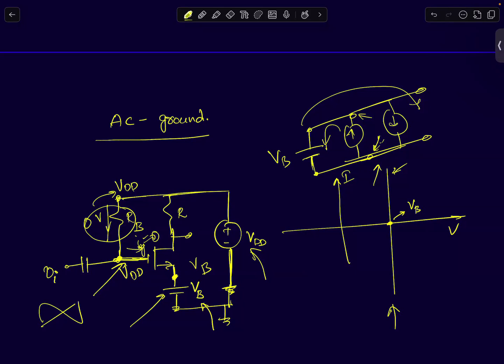So even when you apply a sinusoidal voltage signal, you can treat this capacitor as a short circuit for the AC frequencies of interest. So your gate will be seeing a sinusoidal variation. What will be the voltage at the source? Will there be any sinusoidal variations at the source?